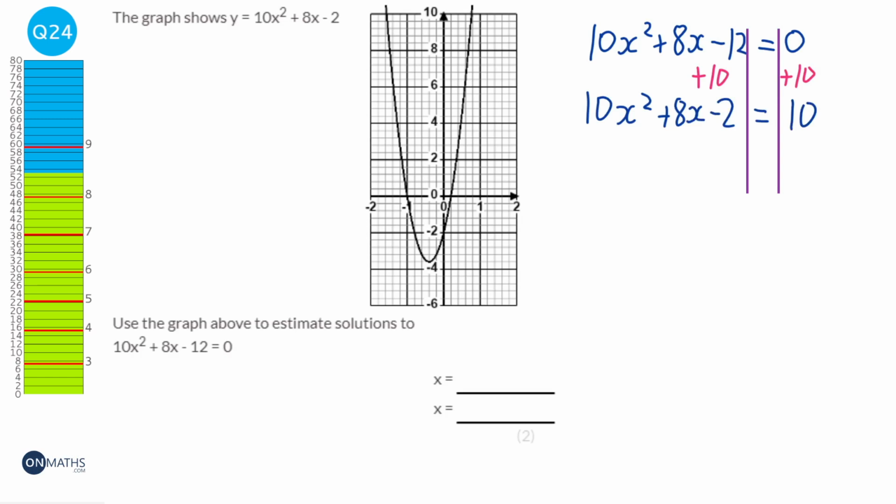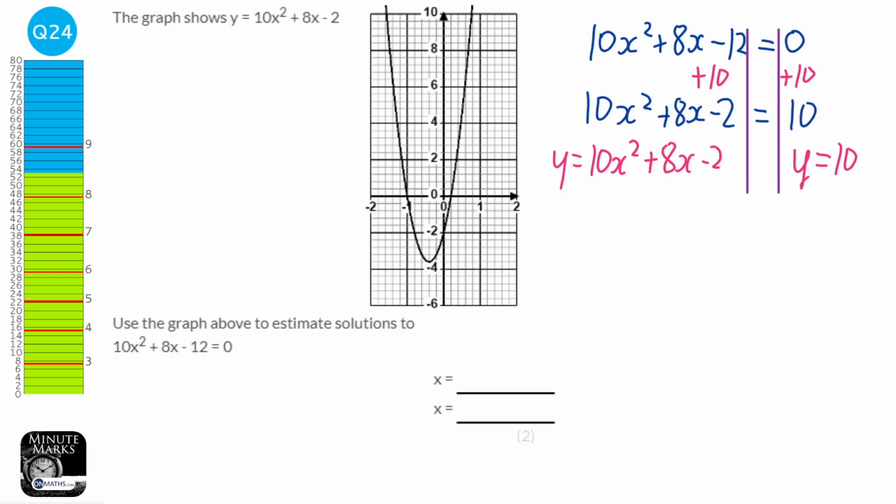Now, we've already got this line drawn for us on this graph, and so all we need to do is draw this line. So we've got y equals 10x squared plus 8x minus 2 drawn for us. We just need to draw this line, which is y equals 10, and see where they cross over to find the solutions. So y equals 10 will be all the way up at the top.